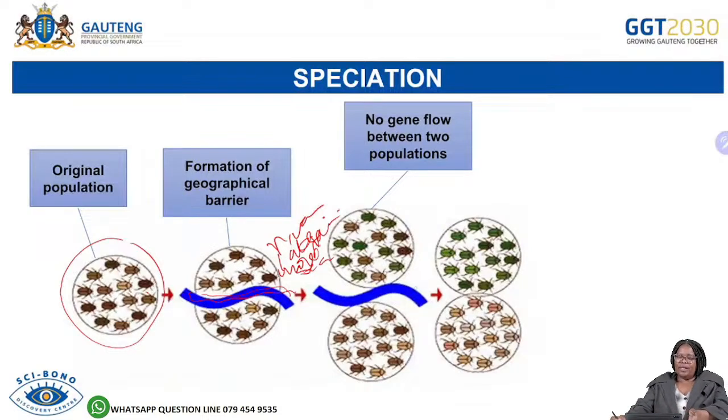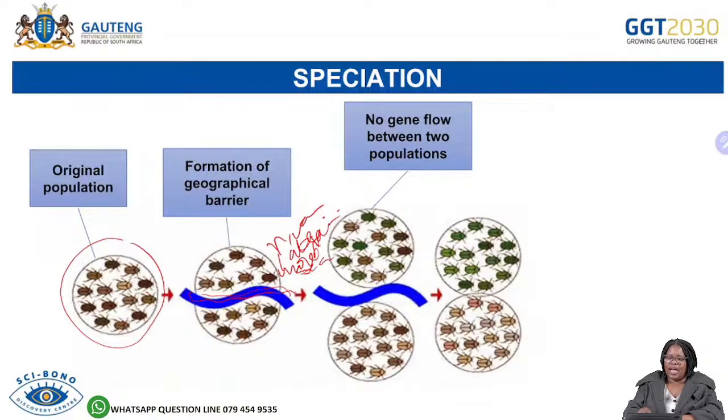Let's go back again. Right? For speciation to take place, which is a process that is going to give us distinct species, what happens? You think of one population, and that one population is going to be split by formation of the geographical barrier. It can be split by the river, by the lakes, by the ocean. Then what is going to happen?